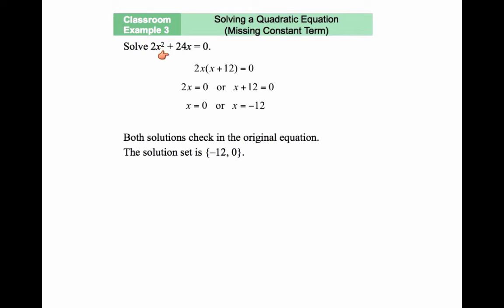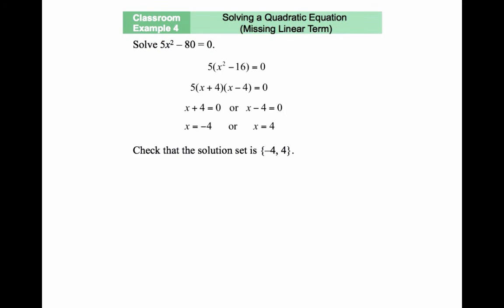If this were a third order polynomial, if you have x to the power of 3, then you would expect to get at most 3 solutions there. Solve 5x squared minus 80 is equal to 0.